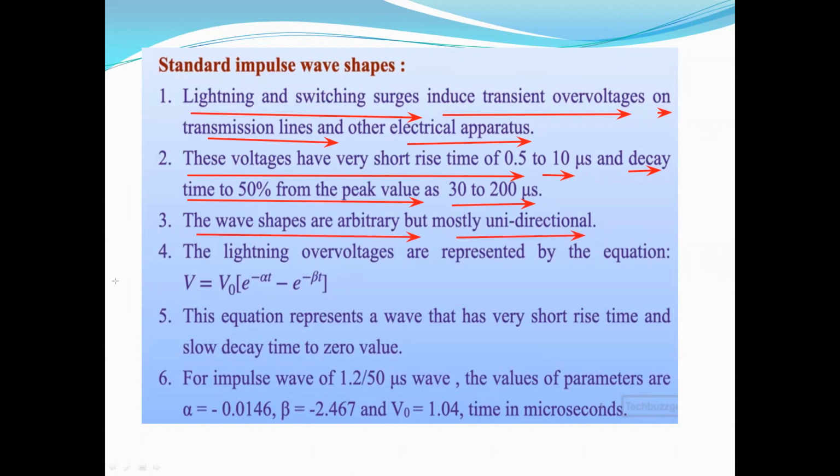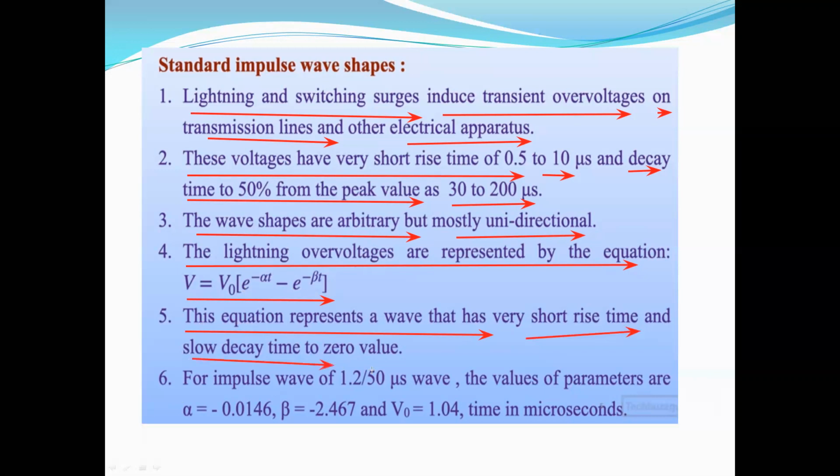It's clear. And next, the lightning over voltages are represented by an equation: V is equal to V naught into e power minus alpha t minus e power minus beta t. The lightning over voltages are represented in this manner. This equation represents a wave that has a very short rise time and a slow decay time to zero value.